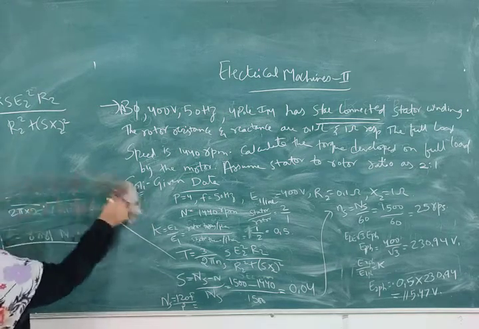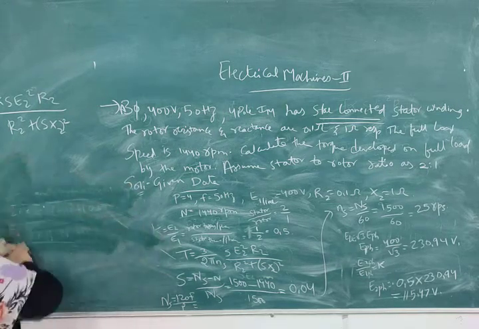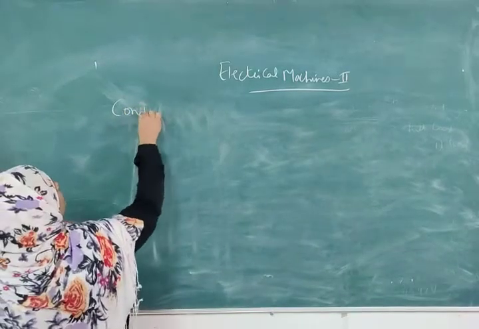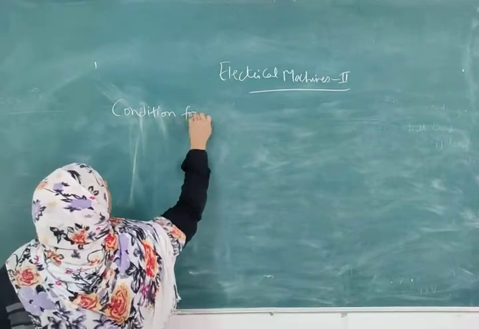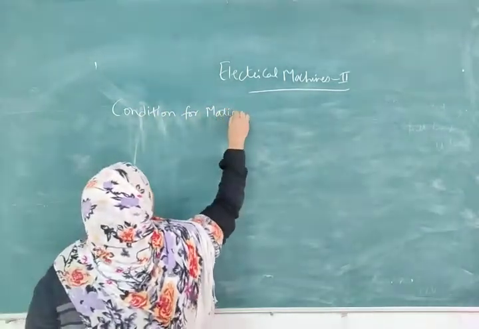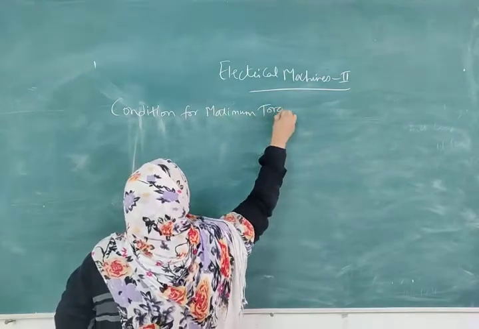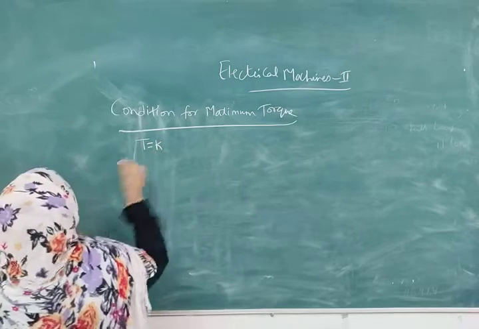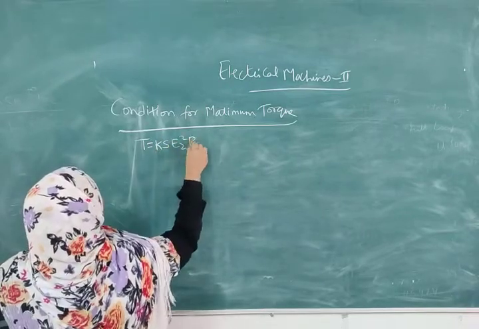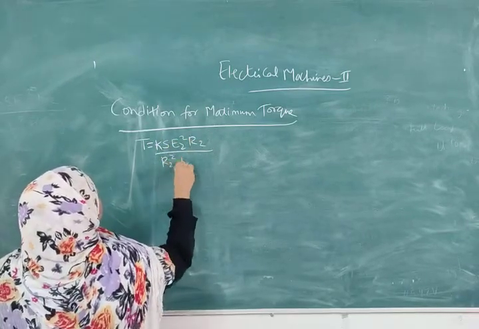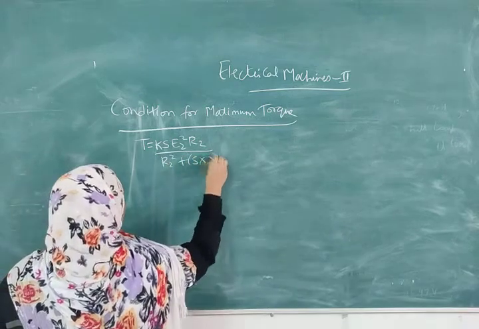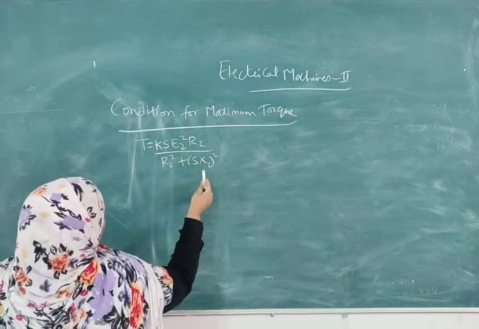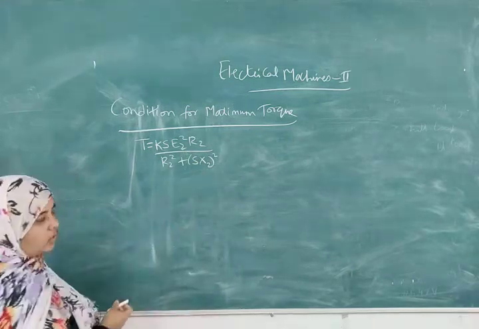Now let us see the condition for maximum torque. So the torque equation we will write here: T = K s E2 square R2 by R2 square plus (s x2) whole square. Parameters like K, E2, R2, X2 are the constants here.